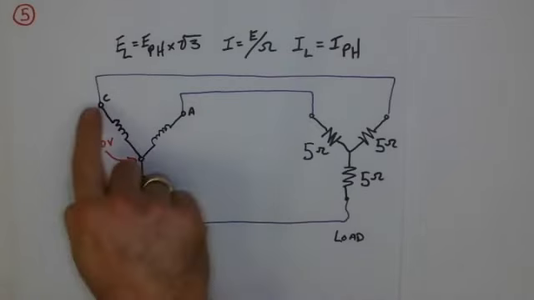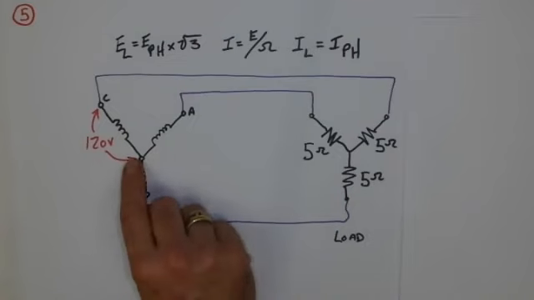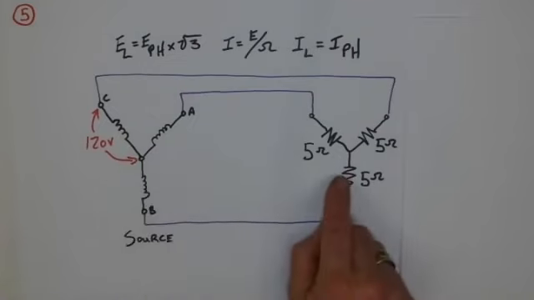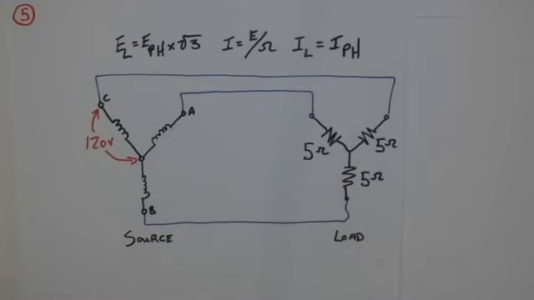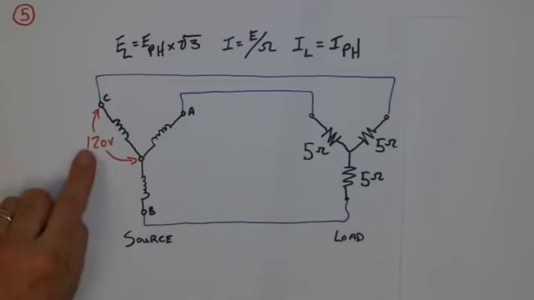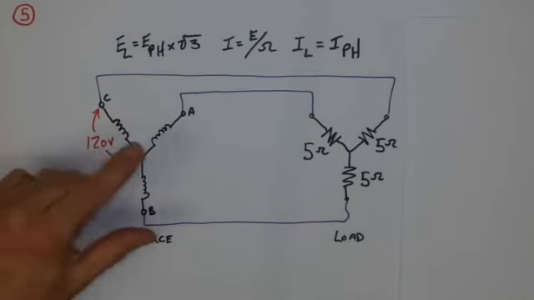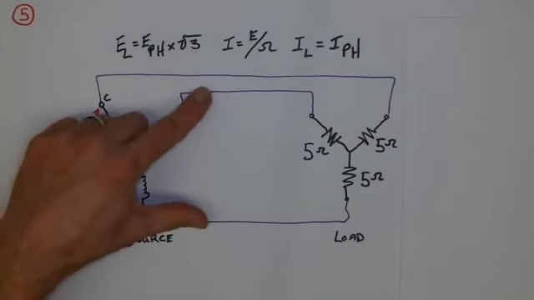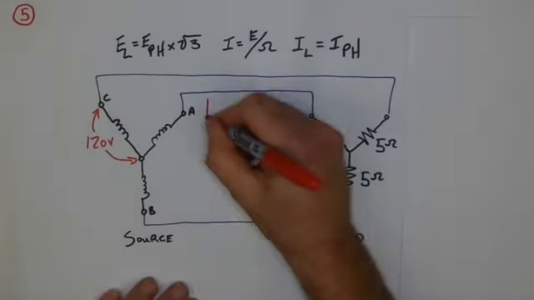So let's look at this first example, 120 volt phase. That's the only information that's given to me. And then over here on the load, they've told me that they're 5 ohms each. Well, for me to be able to do anything of use with this question, I need to first determine that if the phase voltage is 120, it means that the line voltage for this source must be 208 volts.